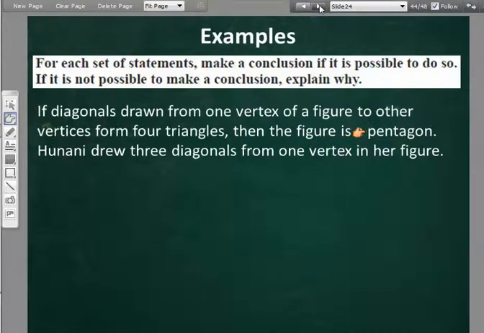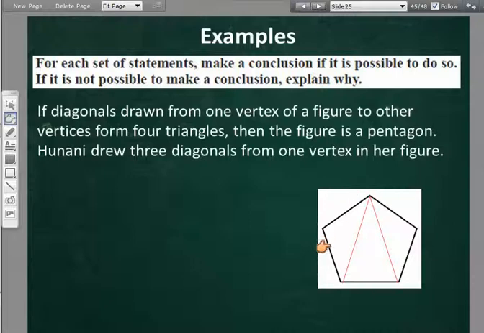So this is what I did. I went from one vertex and I drew diagonals to the other vertices. Okay? This one is already drawn, going from the top to the side and the top to the side. Those are already drawn. But if you look here, there's 3 triangles. They were talking about a pentagon and said it formed 4. So right there, my premise isn't even true.